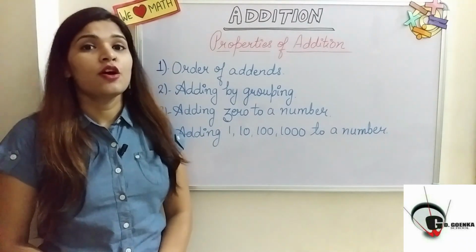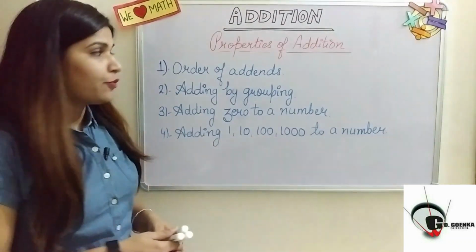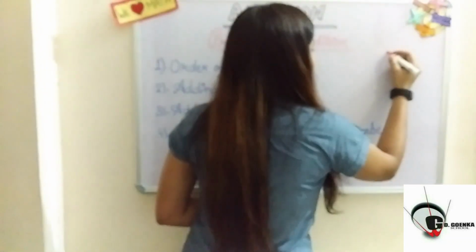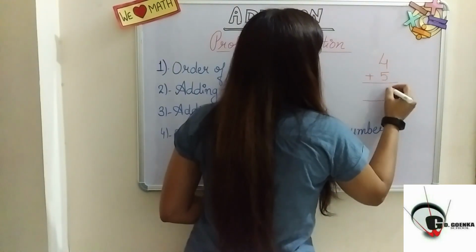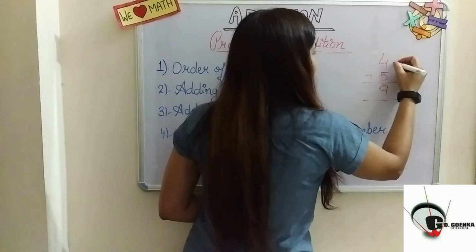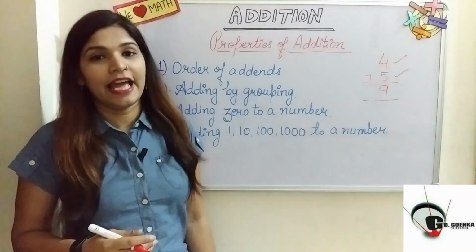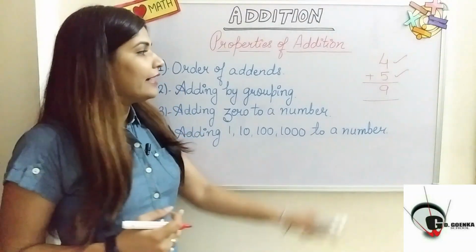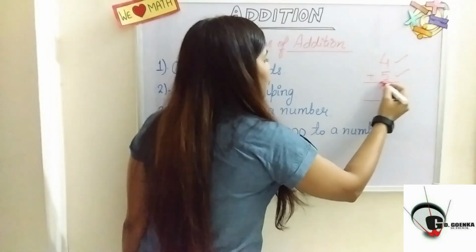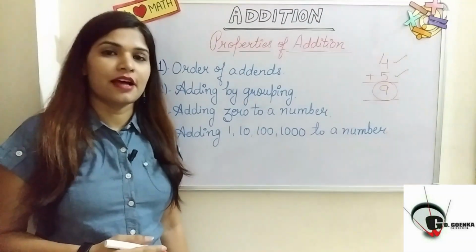Order of addends, for this first of all let me recall what the addends are. Suppose children, if we are adding the number 4 and 5, we'll get the answer 9. So both the numbers 4 and 5 are known as the addends, A-D-D-E-N-D-S. And the number which is the result of this operation is known as the sum.